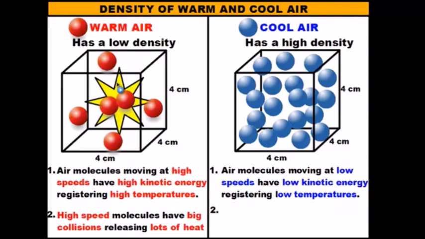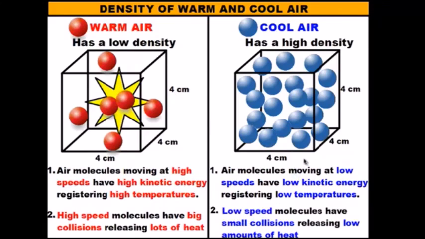However, in the wintertime, what happens is that these molecules move much more slowly. So because they are low speed moving molecules, they're going to have smaller collisions and release low amounts of heat. So this air molecule here is going to move nice and slow and collide with that air molecule, and as a result, because there's not a lot of room to gain a whole lot of momentum, when they collide, they release very little heat.